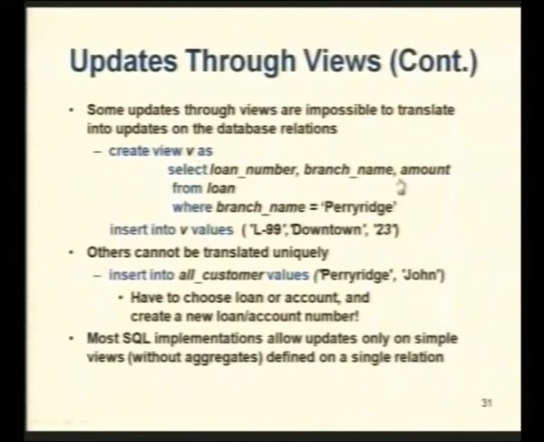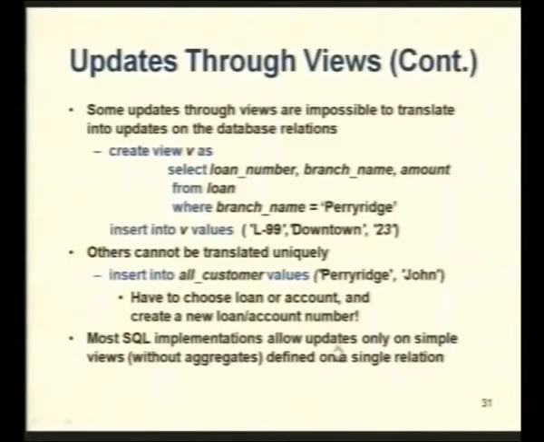It is not correct to say that every view that you update will be translated into a physical relation. There are some updates where this cannot be done. So, for example, create a view with loan number, branch name, amount from loan, where branch name is equal to Perry Ridge, and then you insert into V values L99, Downtown, 23. Now, you can't insert a customer value like Perry Ridge, John, because you don't have a loan. The primary key is not present. So, only on simple views without aggregates you are normally allowed to do updates.